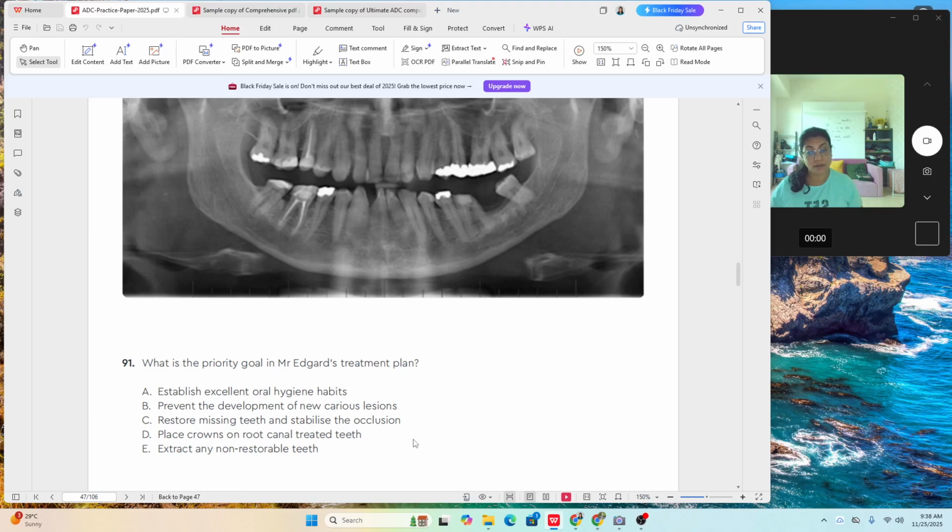Extract any non-restorable tooth. Yes, that's my priority, because once he starts with bisphosphonate therapy, my risk of having osteonecrosis after extraction increases. So my priority is to do any extraction before the patient starts any treatment, so that my healing happens faster. You understand? So my priority goal is E. The rest of A, B, C, D are goals, but they are not my priority goal.